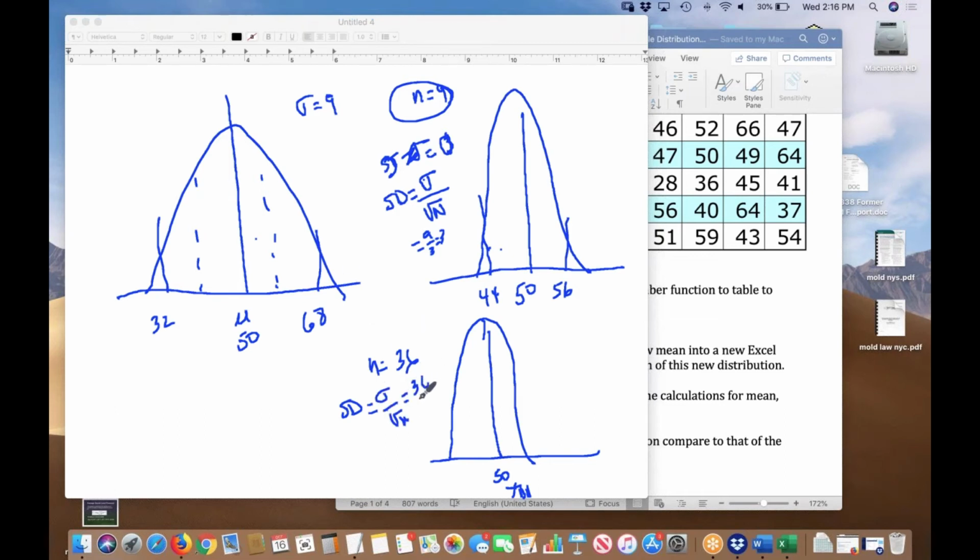In this case, 9 over the square root of 36, which is 6, is equal to 1.5. So 95% of the sample results are going to be, if we really randomly sample from a normal distribution population, between 47 and 53, much closer. In other words, our sample size determines how likely we are to get a result that's close to the true population mean.